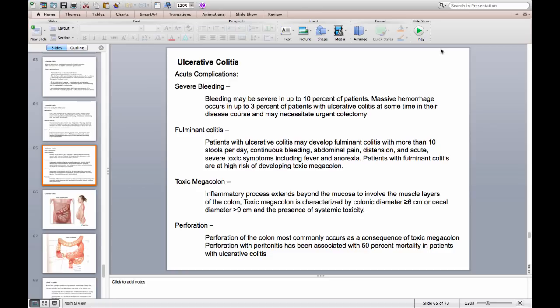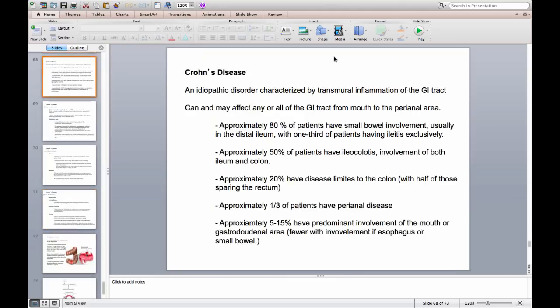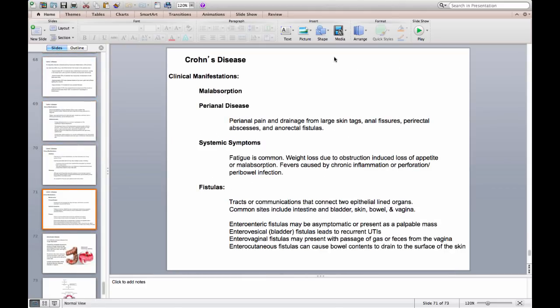Okay. And with Crohn's, the complications that we worry about are things like malabsorption, perianal disease, systemic symptoms, and fistulas. Okay.